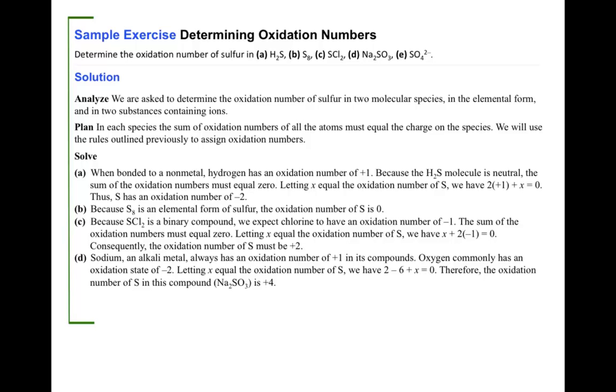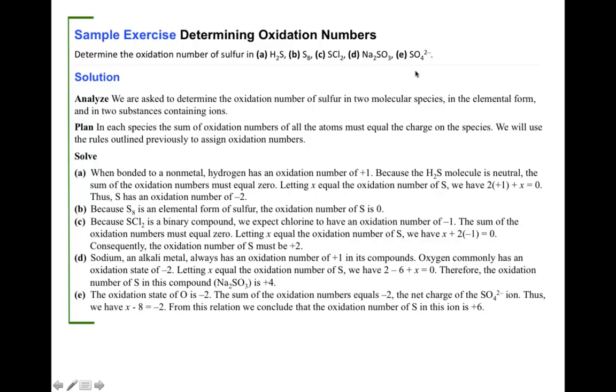This 2 is because of the sodium. Each one is +1, so we have 2 of them, and 2 times +1 will be +2. We have 3 oxygens, and each oxygen has an oxidation number of -2, so it's going to be -6. Plus X, the oxidation number of sulfur, is equal to 0, because the net oxidation number of the whole molecule is 0. We rearrange this to find X, and that's going to be +4.